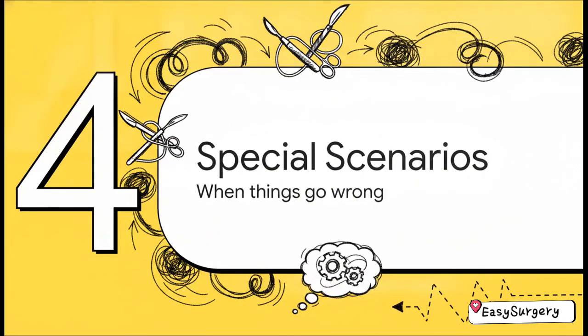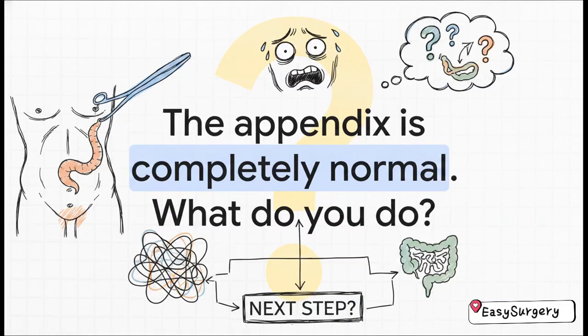Moving right along to Section 4. Look, surgery rarely goes perfectly to the textbook plan, bringing us to these special surgical scenarios. This is where a surgeon really earns their keep by thinking on their feet. Picture this. It's the classic intern's nightmare. You make the incision, you pull the appendix up, and there is zero inflammation. It looks completely 100% normal. So, what's your very next move?